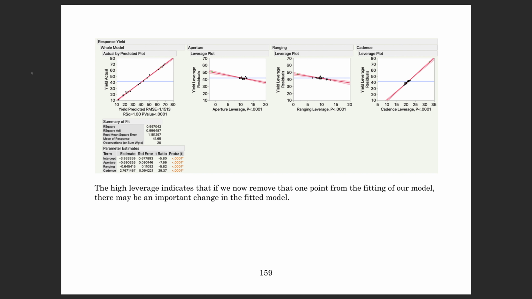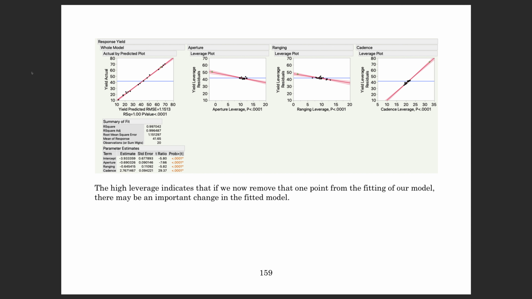But if we look on the right-hand side, these 3 plots are showing us the leverage in terms of each of the x variables. You will see the plus symbol is quite extreme on all 3 of these variables. So you'll see that it has a large leverage on aperture, a large leverage on ranging, and a large leverage on cadence. Those high leverages imply that if we remove that 1 point from the fitting of our model, there may be an important change in the fitted model.